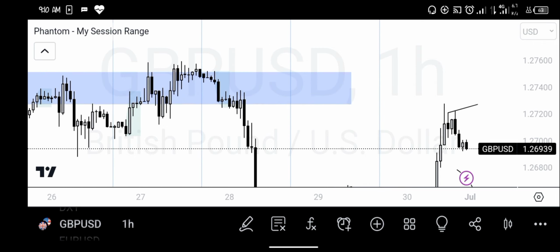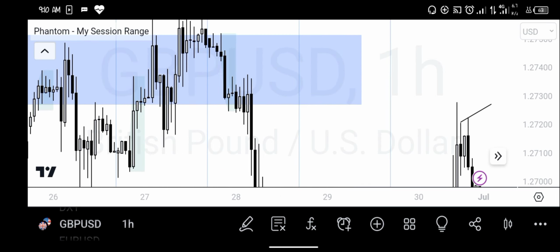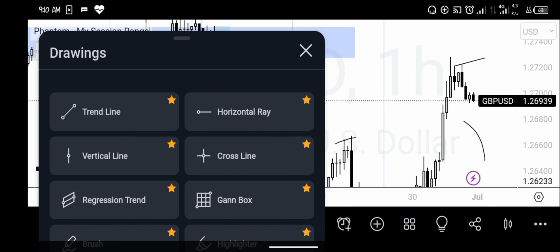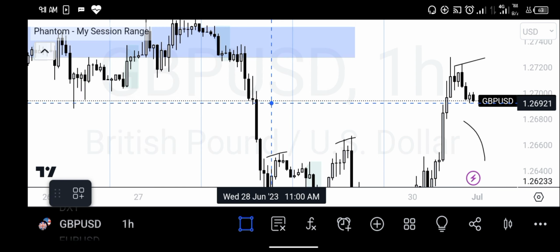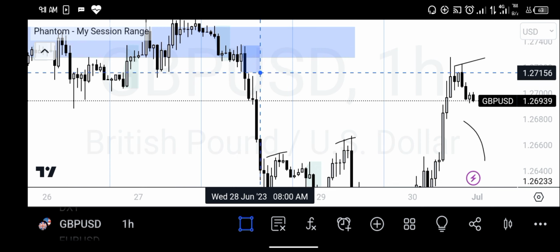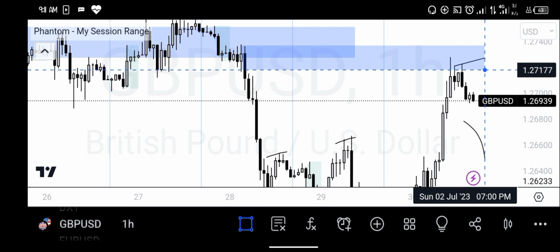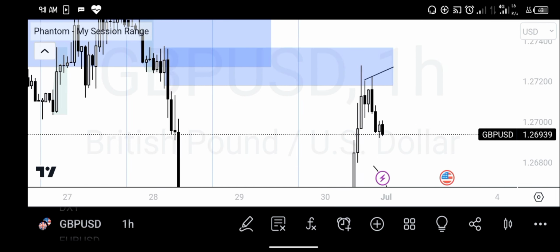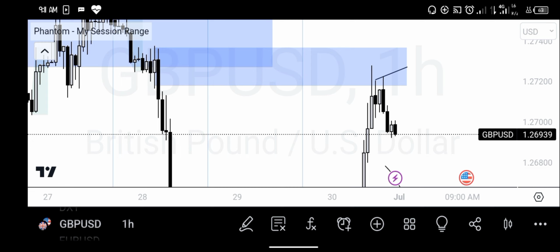Now this is the 1 hour. What do we have here? We have another supply zone created inside another supply zone. I'm just going to map this out. Are you seeing it? Now we have another supply zone that has been created inside this.